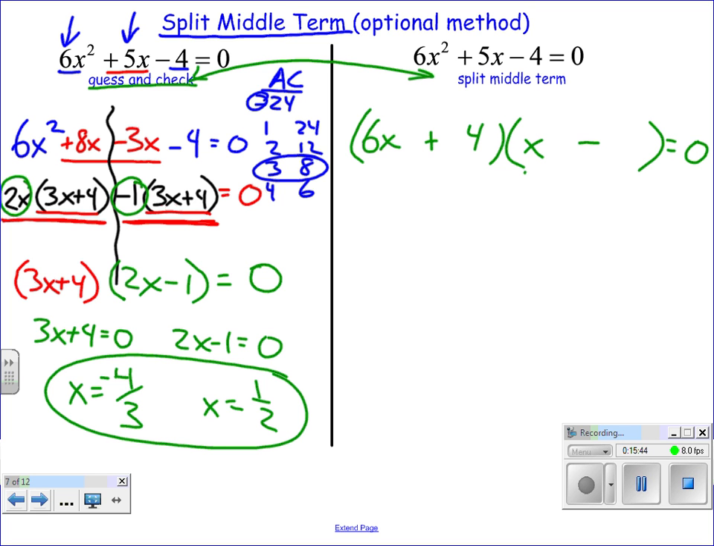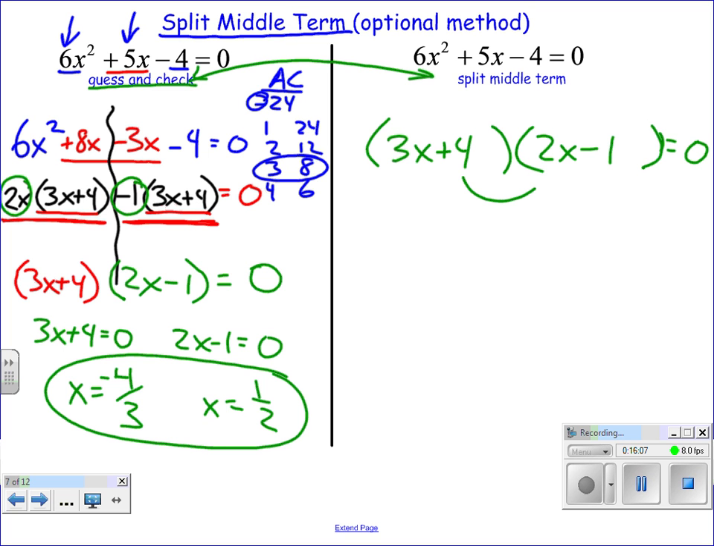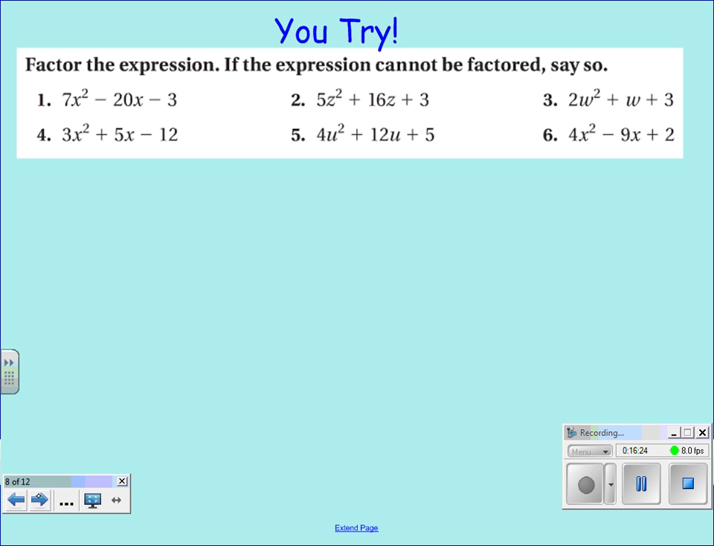Try 4 over here, and then 1 over here. Realize it doesn't work again. And you may do this several times before you get the product that you want. Okay, and in our case, we wanted the product 3x plus 4, and then 2x minus 1. So again, you can guess and check and go through until you get something you like and realize, oh, that's 8x, and this is negative 3x for a total of positive 5x, which works. So either method works. I just want to introduce split middle term so you can kind of see the difference. Okay. That's really it for right now.